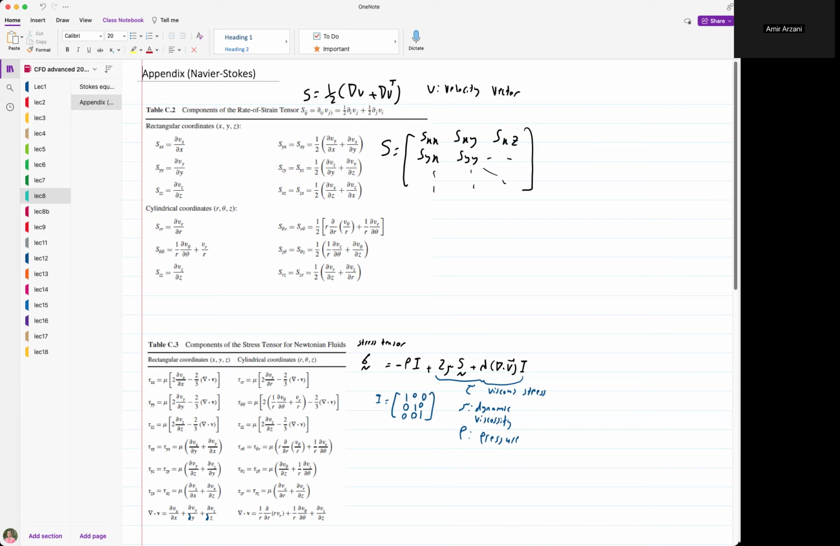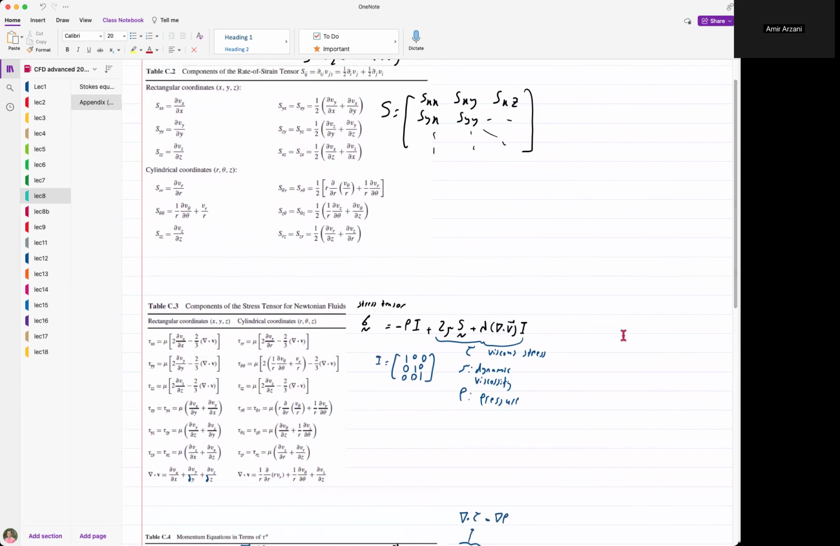And then when we talk about the momentum equation, either the Stokes or Navier-Stokes equations, we have the constitutive equation that relates the stress tensor to the kinematics and deformations in the flow. So through this equation, you have the stress tensor sigma, which has the pressure part, which is isotropic. So I is an identity tensor. So P is the pressure.